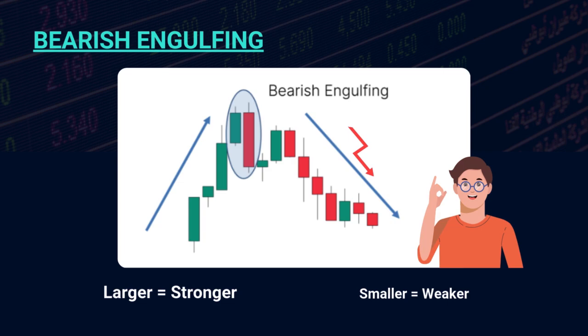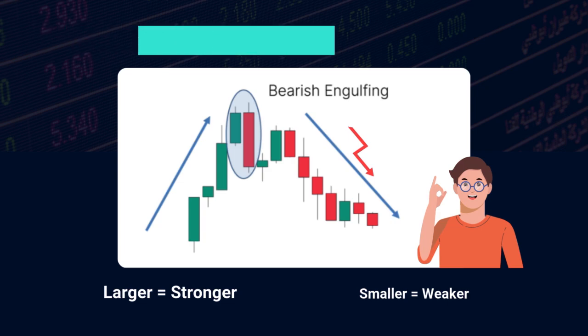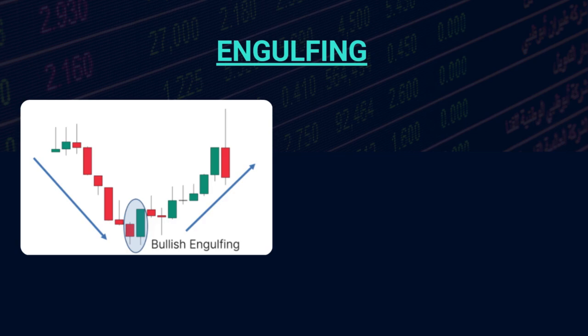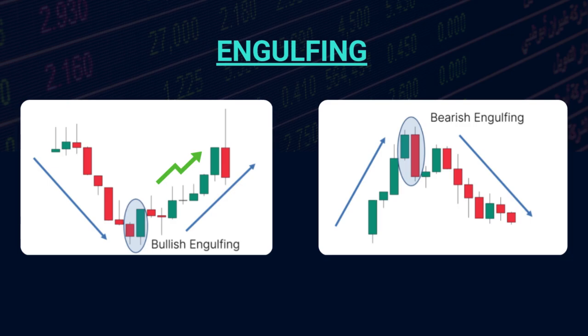Traders can use engulfing candles as entry and exit points in their trading strategies. When a bullish engulfing candle forms after a downtrend, it can indicate a potential reversal to an uptrend. Traders can enter a long position at the opening of the next candle after the bullish engulfing candle. On the other hand, when a bearish engulfing candle forms after an uptrend, it can indicate a potential reversal to a downtrend. Traders can enter a short position at the opening of the next candle after the bearish engulfing candle.